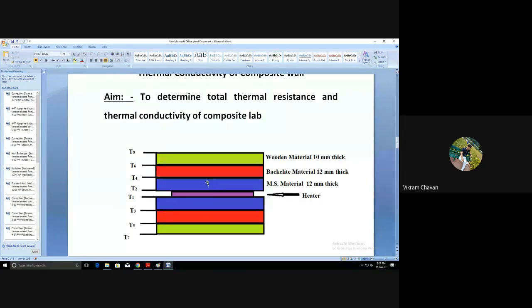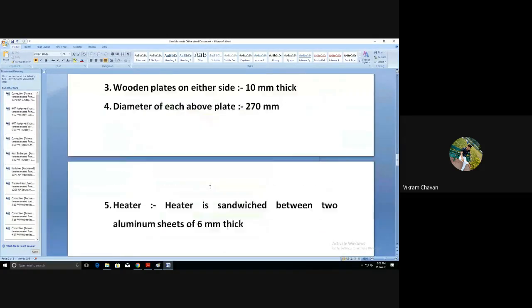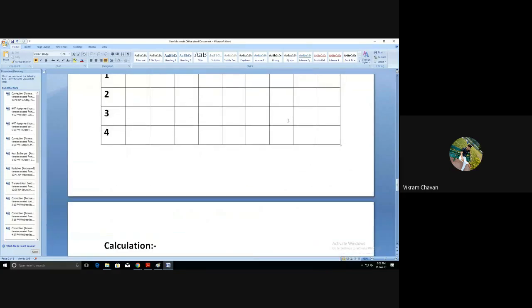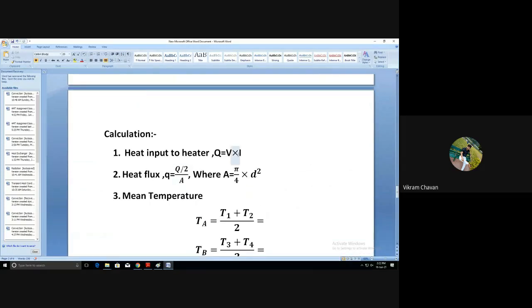If, for further calculation, you consider only one of the slabs, or one of the composite walls, then also no issue. But here we have taken both composite slabs, so we have taken the readings for the 8 thermocouples. Next, according to the heat flux transferred in the upward or downward direction, we know that heat flux is nothing but heat transfer rate per unit area. Now the one side heat transfer rate is Q by 2.